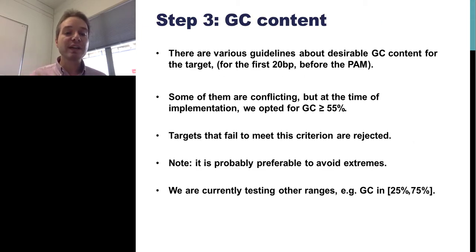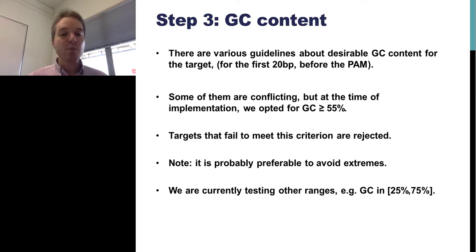Step 3, we're looking at the GC content. At the time, when we started the project, there were different guidelines about what would be a good GC content for the target. Many of them were conflicting, and so at the time we just opted for a GC content of at least 55%, and all the targets that failed to meet this criterion are rejected.